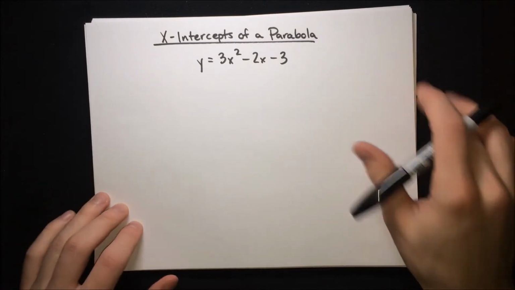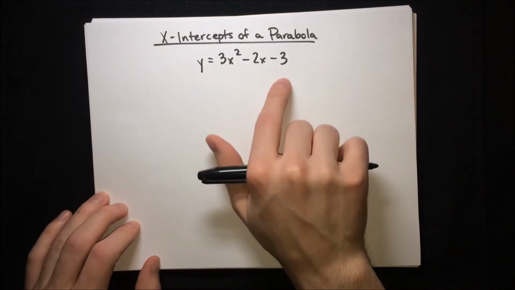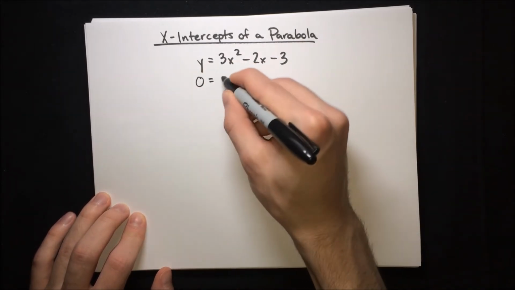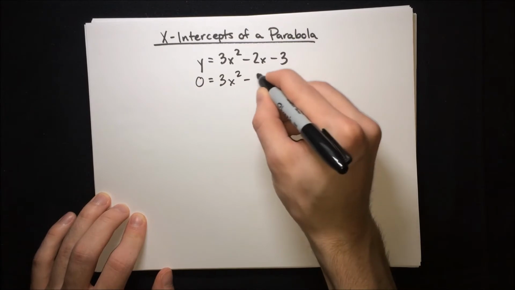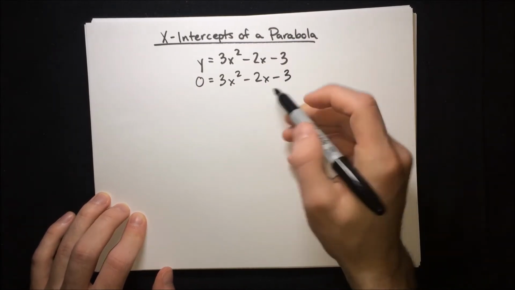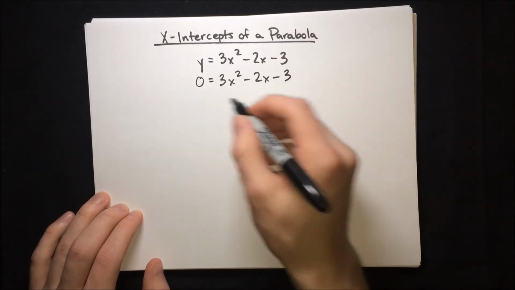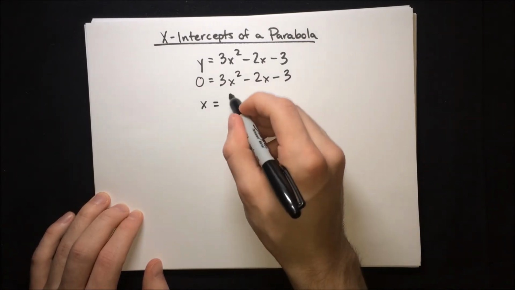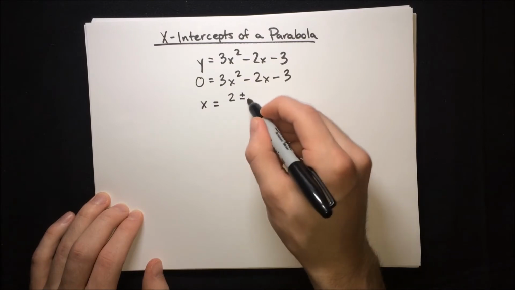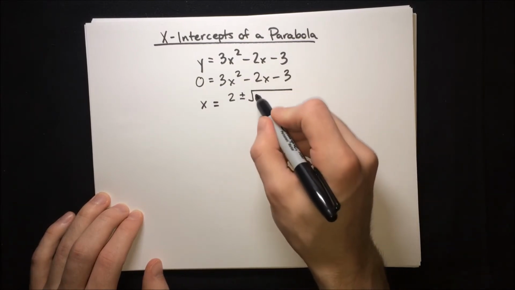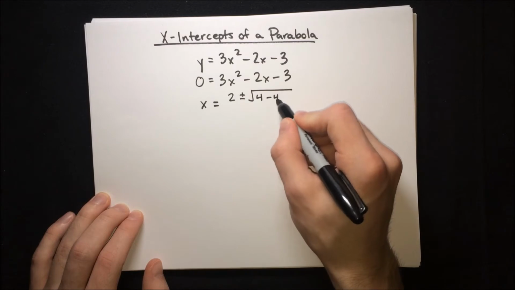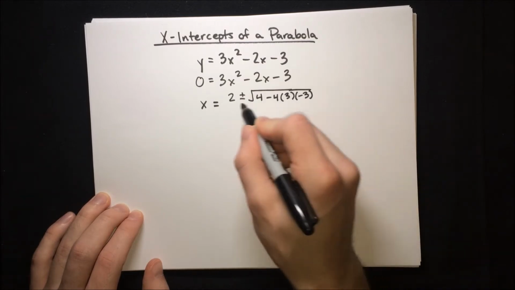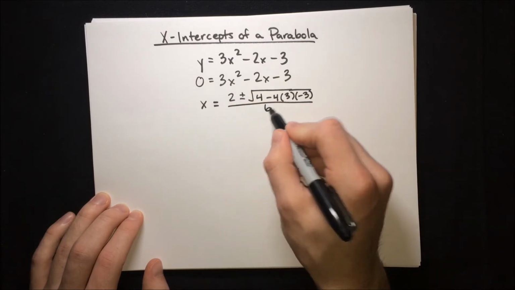Here's another example. Let's find the x-intercepts of this parabola. How we do that is we set the y equal to 0 and then solve the resulting quadratic equation. So this one doesn't factor too nicely, so let's just use the quadratic formula. So x equals negative of negative 2, so positive 2, plus or minus square root of negative 2 squared is 4, minus 4 times 3 times negative 3, all over 2 times 3, all over 6.